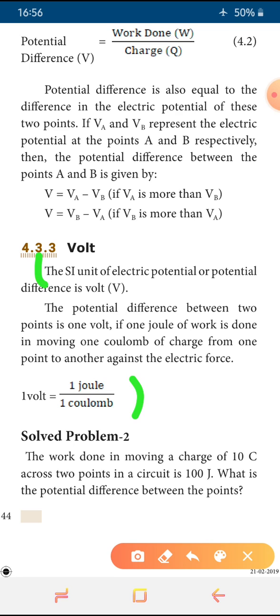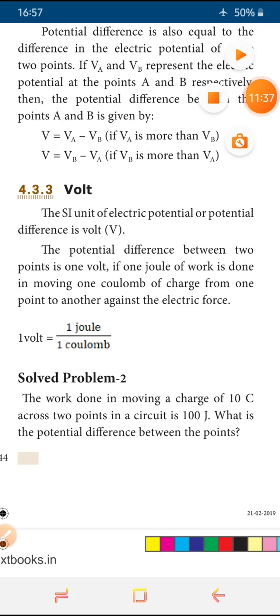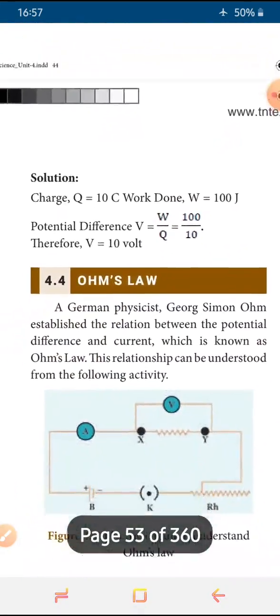Okay, after discussing electric potential difference, the figure representation and how to write the formula, we have now defined volt. After defining volt, we are entering into the solved problem, and solved problem 2 is given, and this is a simple sum. Listen to the question. The work done in moving a charge of 10 coulomb across 2 points in a circuit is 100 joule. What is the potential difference between the points? This is the question. And there is a solution.